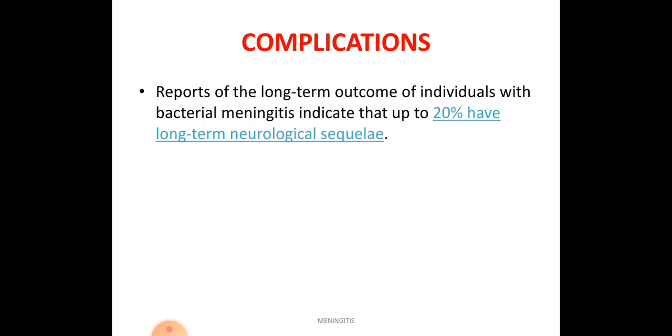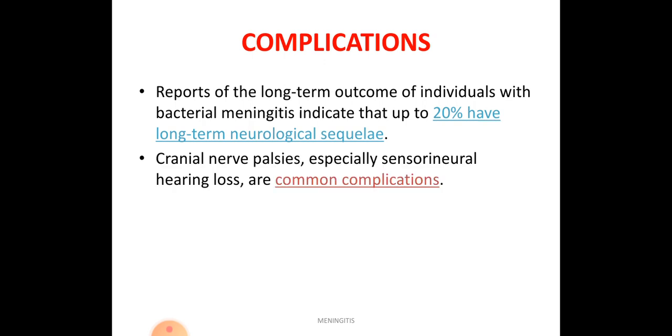Now, results of long-term outcome or follow-up with these patients of bacterial meningitis have shown that 20% of meningitis patients may have some residual neurological complications or lifetime neurological complications, while 80% can recover fully also. And what are these complications, that also we are going to learn. Okay, so you will be having cranial nerve palsy, especially as we discussed, sensorineural hearing loss. Okay, that is nothing but 8th cranial nerve, vestibulocochlear nerve palsy. So it is one of the common complications.